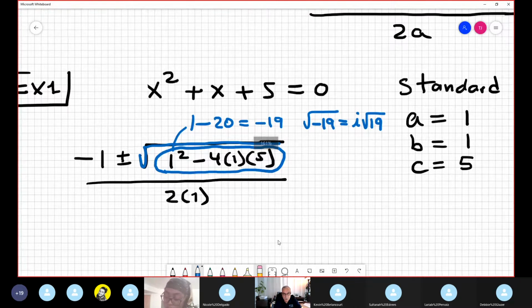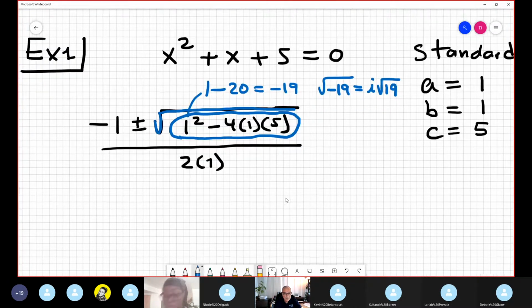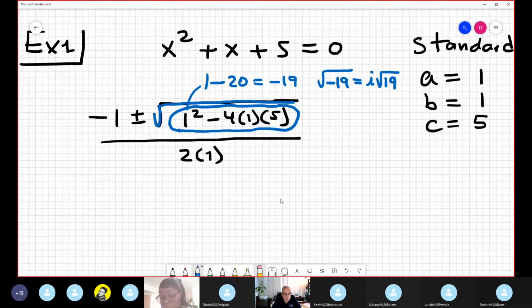Now, we continue. It's negative 1 plus or minus the square root of negative 19, which is i radical 19, divided by 2. Because 2 times 1 is 2, no? Okay. You can leave it like that. Yeah, you can, but much better, in my opinion, is to split this common denominator, because this is a complex number.